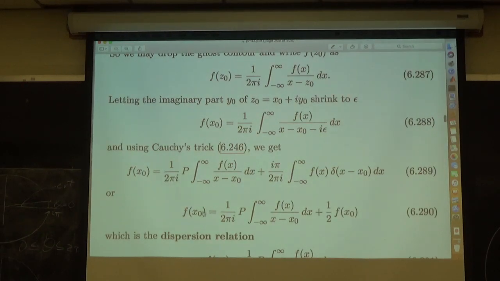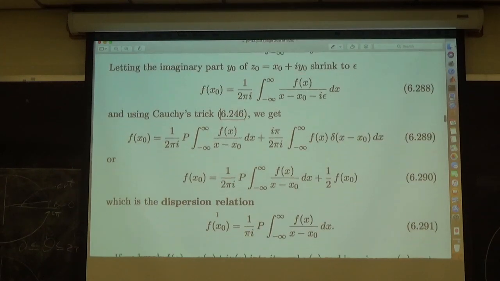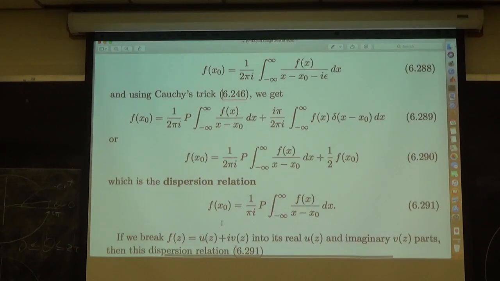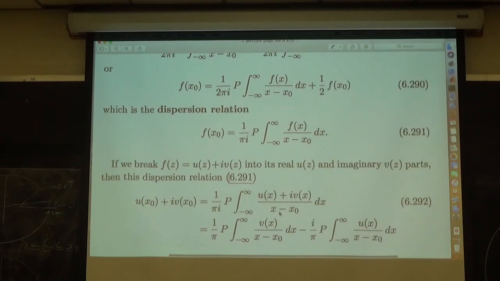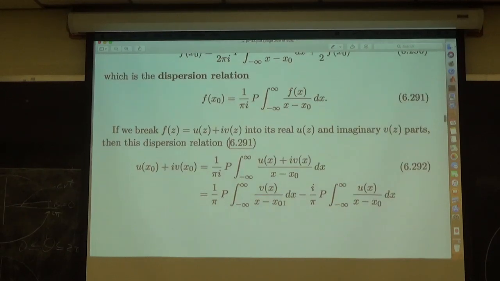And now we combine this term with that term, and what we get is this dispersion relation, that f of x0 is 1 over pi I, the principal value of the integral of f of x dx over x minus x0. So this is something that's used a lot, well, not a lot, but it's used in electrodynamics, quantum optics, quantum mechanics, quantum field theory.